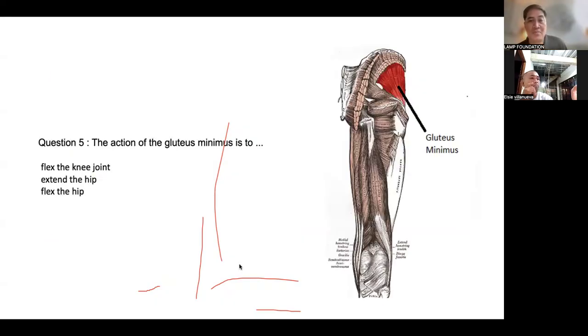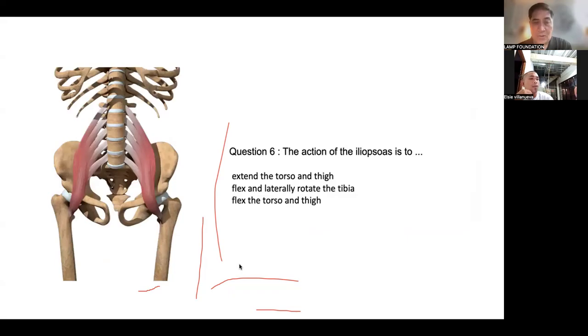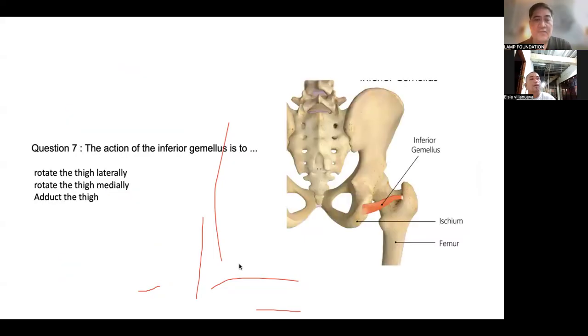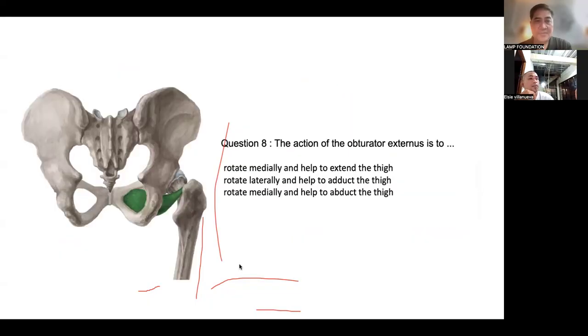Action of gluteus minimus. Extend the hip. Action of iliopsoas. Flex the torso and thigh. Action of inferior gemellus. Rotate the thigh laterally. Action of the obturator externus. Rotate laterally and help abduct the thigh.